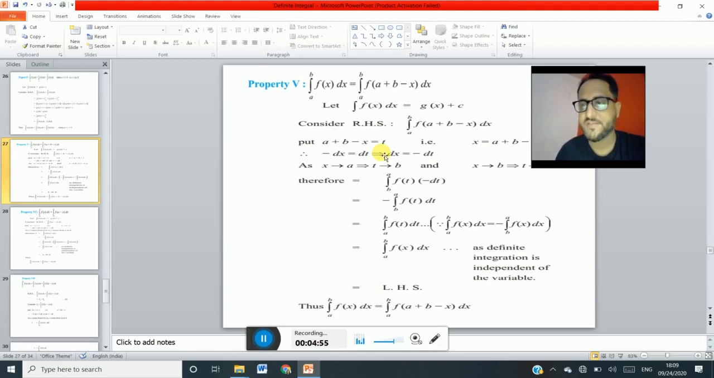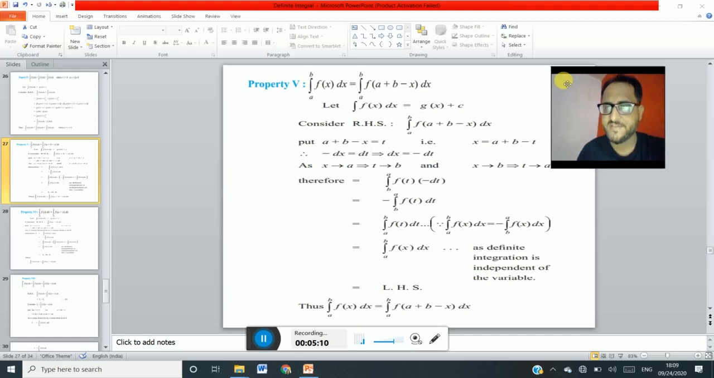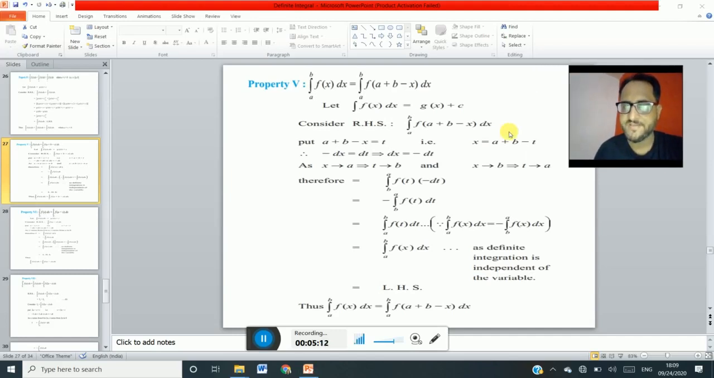That is, the bracket term of the right side is substituted. Okay, so again a plus b is a constant, so minus dx equals dt, that is, dx equals minus dt, and x is a plus b minus t from here.